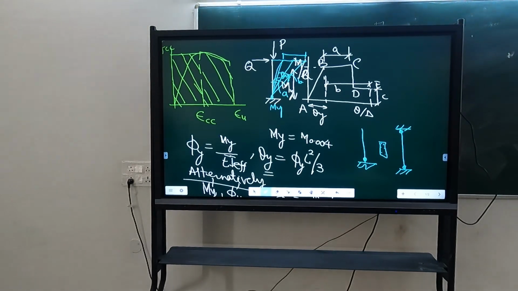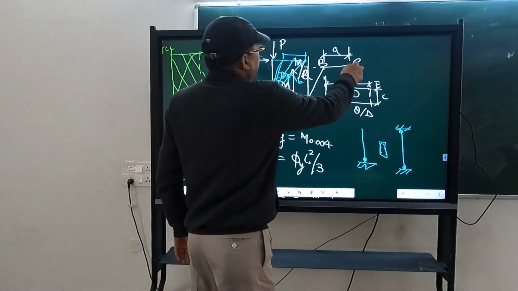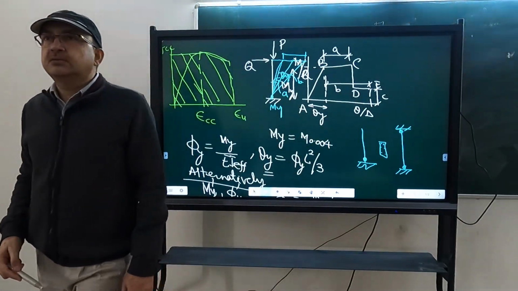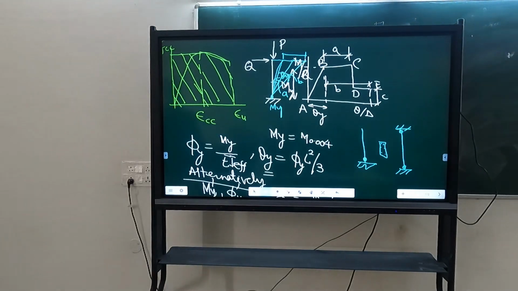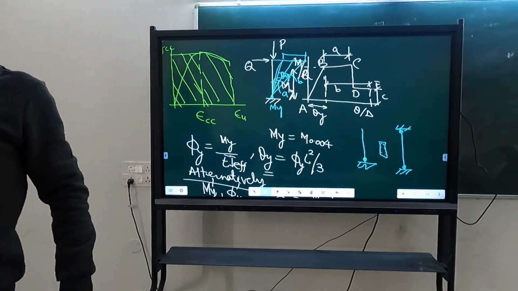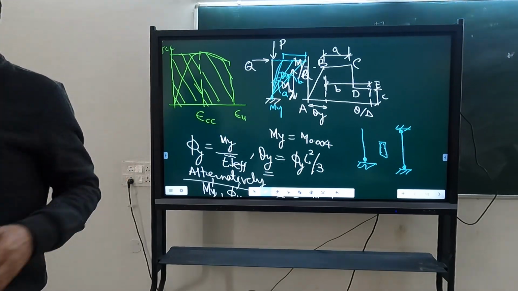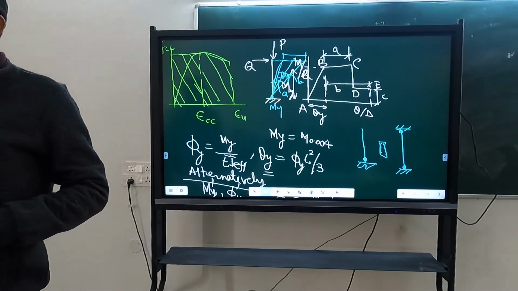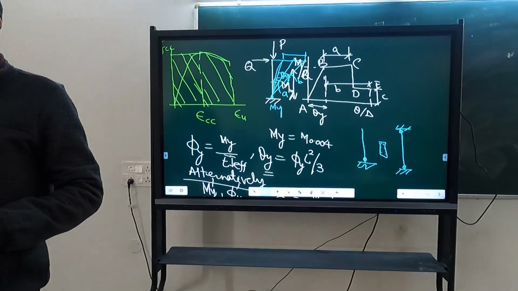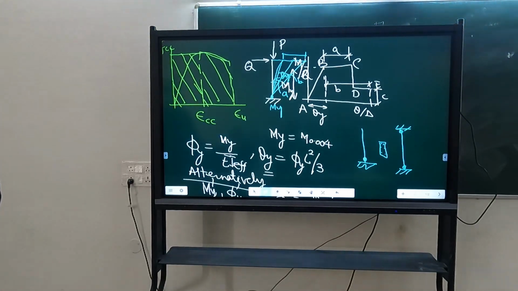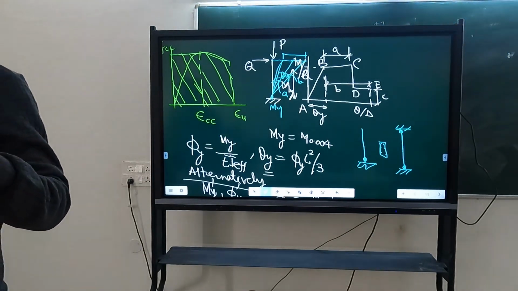Now you can ask me, if the moment has reduced, why is it not failing here? It should fail here, because once the moment capacity reduces suddenly, suppose there is a beam, you apply a load and go on increasing the load, what will happen? It will collapse there itself, in a static load. But in earthquake, what will happen?